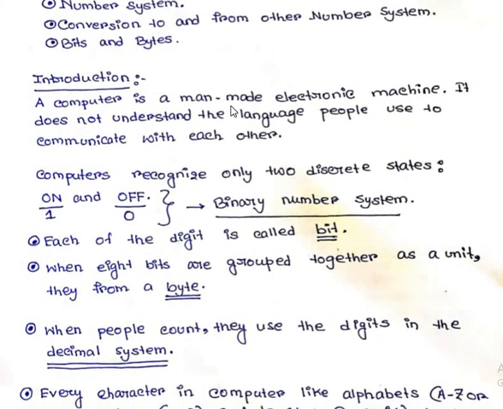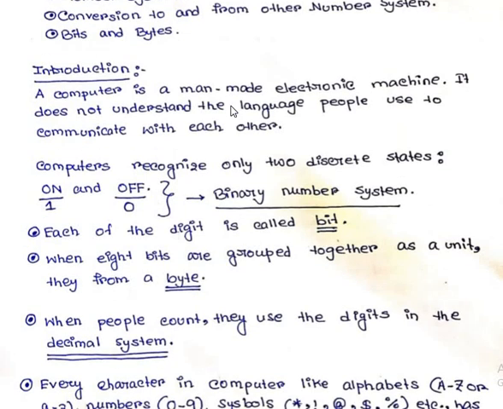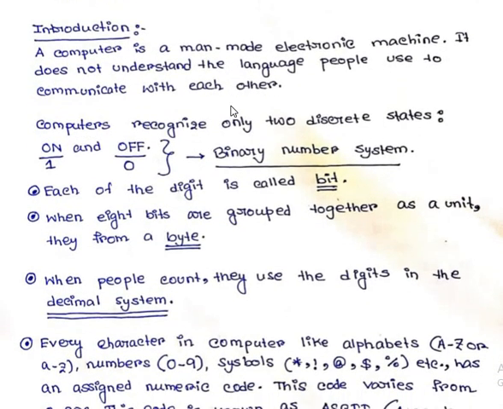Now, introduction. A computer is a man-made electronic machine. It does not understand the language people use to communicate with each other. What does it mean? The language we use to communicate with each other, our computer does not understand. So it understands something else which we don't understand. Our computer basically understands the binary number system, which has basically 2 bits, which are 1 and 0.